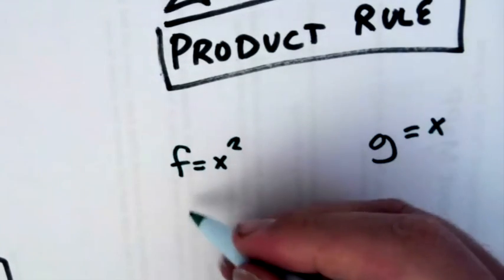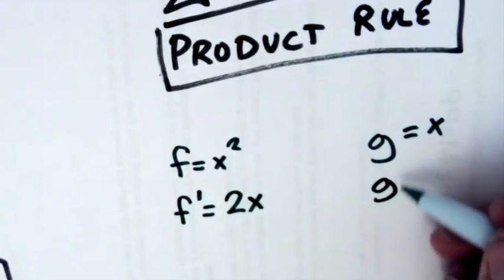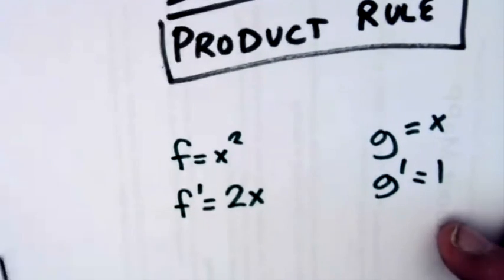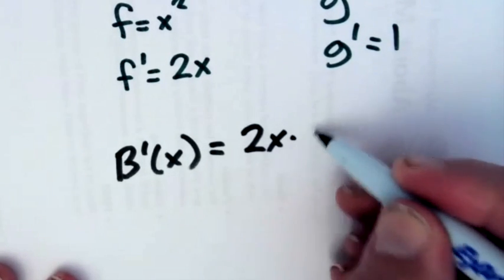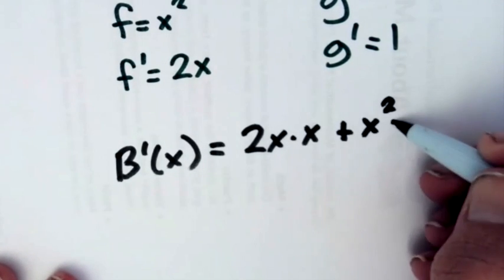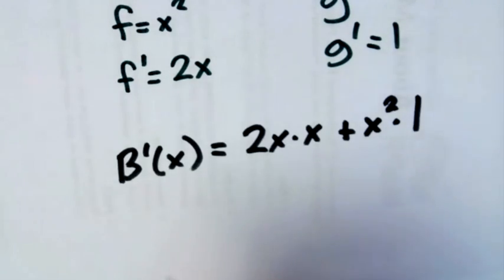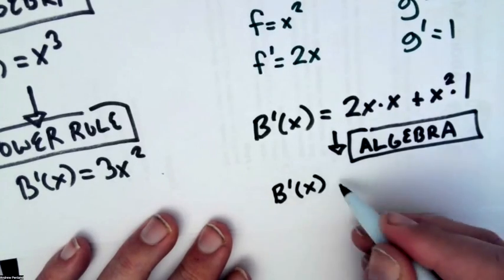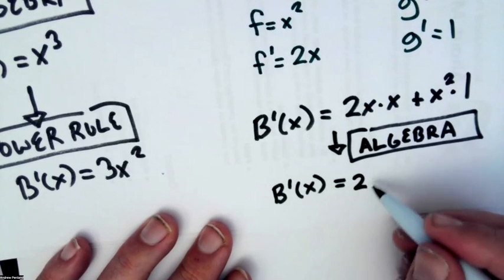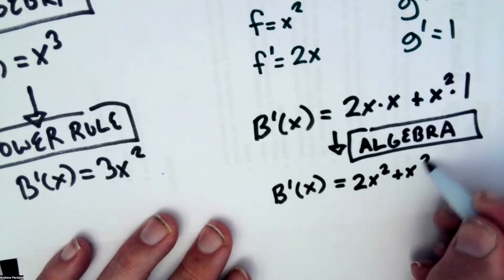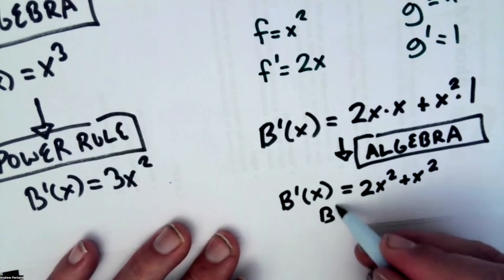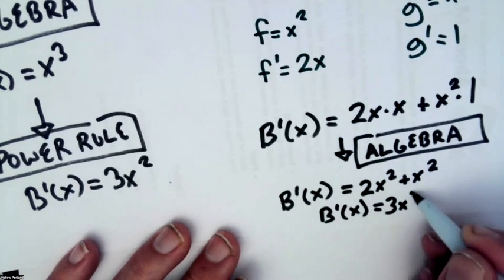So then what will my f prime be? 2x. My g prime will be 1. So now I can plug this into the product rule pattern as b prime of x is equal to 2x times x plus x squared times 1. Now, if I want to simplify this, I would have b prime of x is equal to 2x squared plus x squared, which is the same thing I got over here. It's actually equivalent to b prime of x is equal to 3x squared.